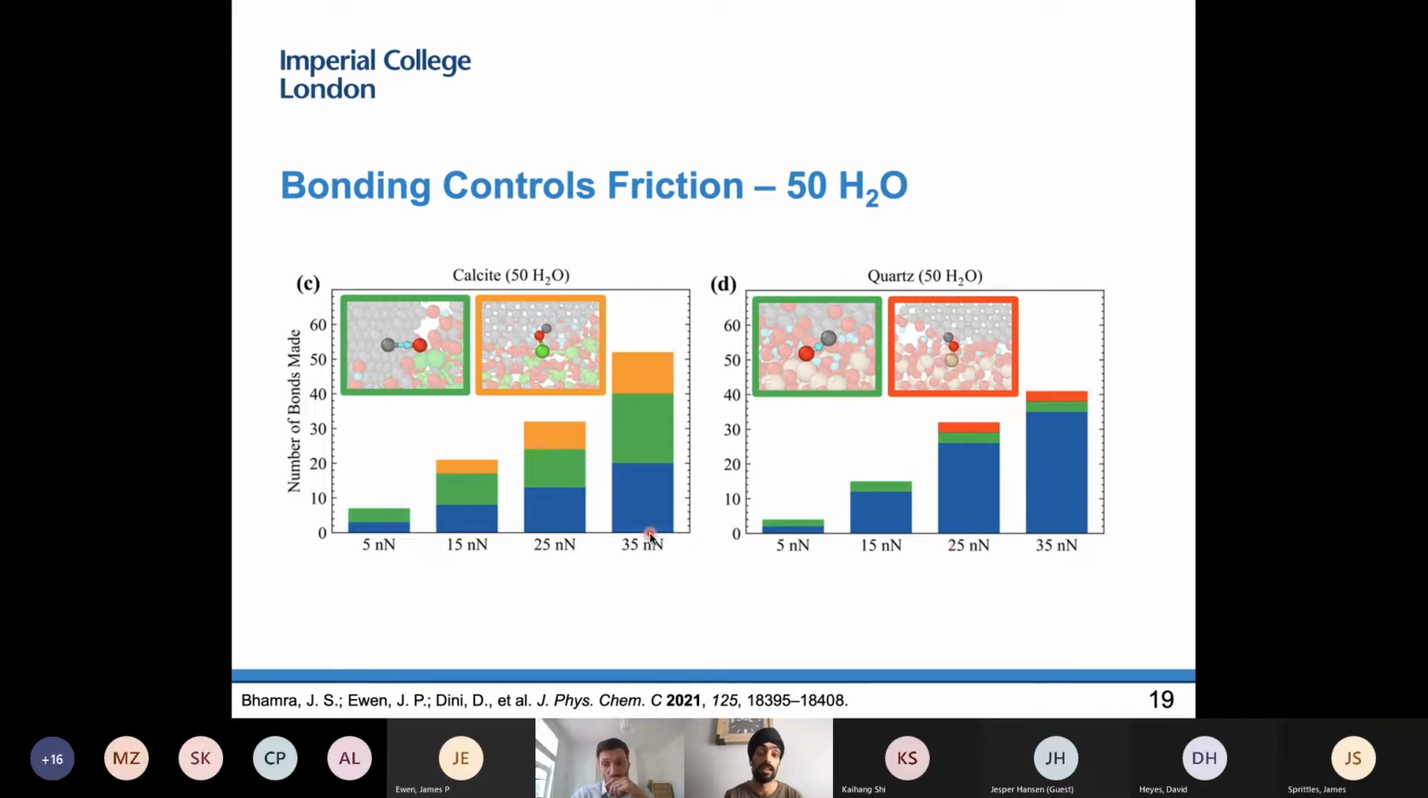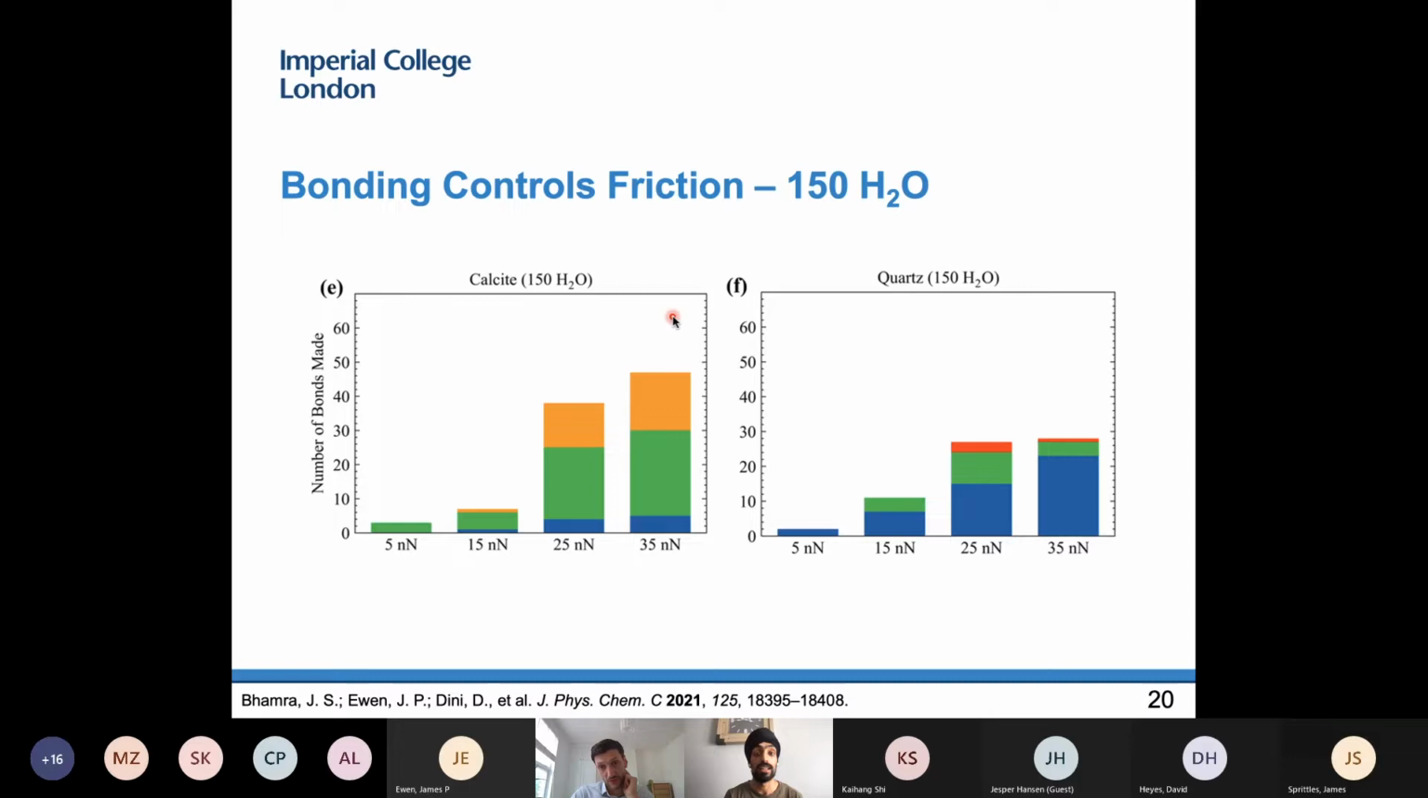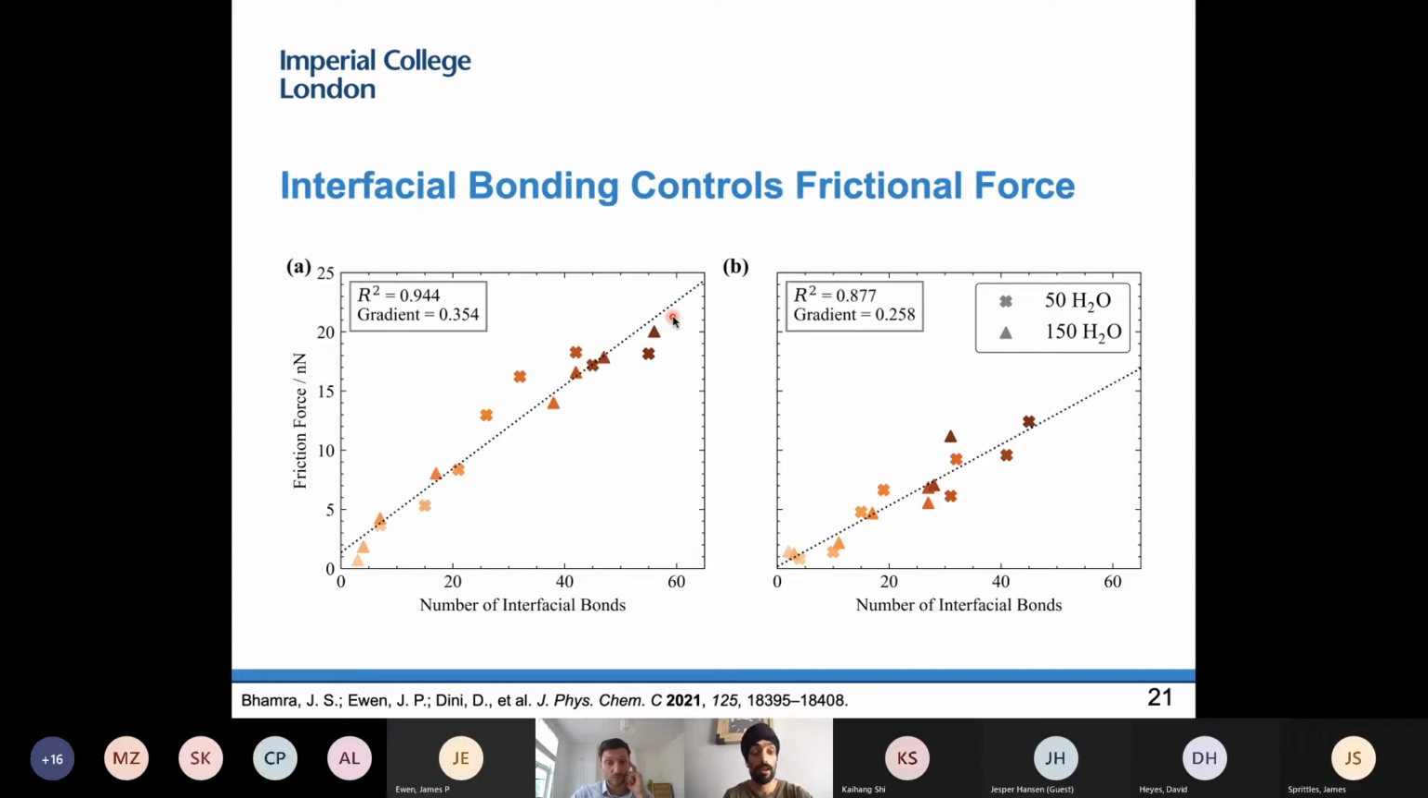In the calcite case, there is still minimal direct bonding, but there are a lot more interfacial or bridging bonds, which causes the increased friction. And same again with more water molecules, we saw that trend exaggerate. So again, quartz drops, calcite increases, and that's what causes the increased friction in the calcite case and reduced friction in the quartz case.